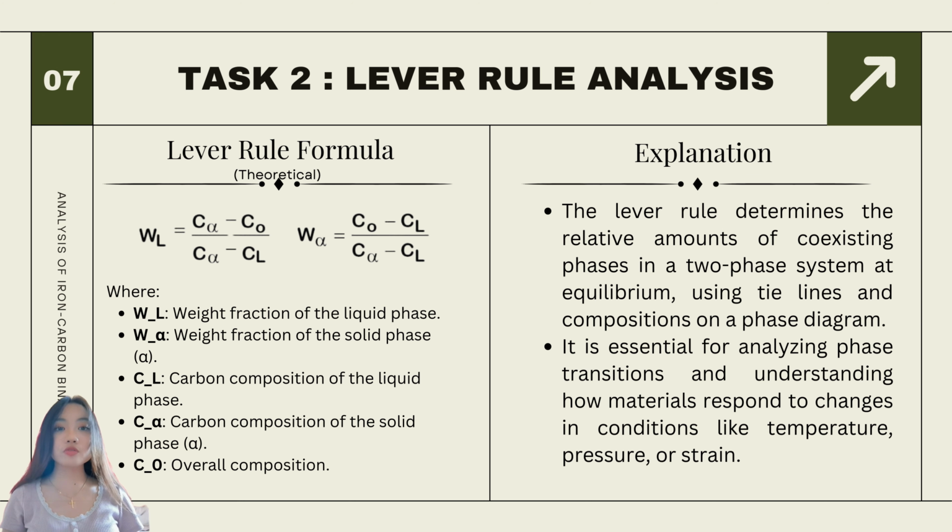WL represents the weight fraction of the liquid phase, W alpha represents the weight fraction of the solid phase, CL denotes the carbon composition of the liquid phase, C alpha is the carbon composition of the solid phase, and C naught is the overall composition. This formula allows us to derive the weight fractions of each phase.